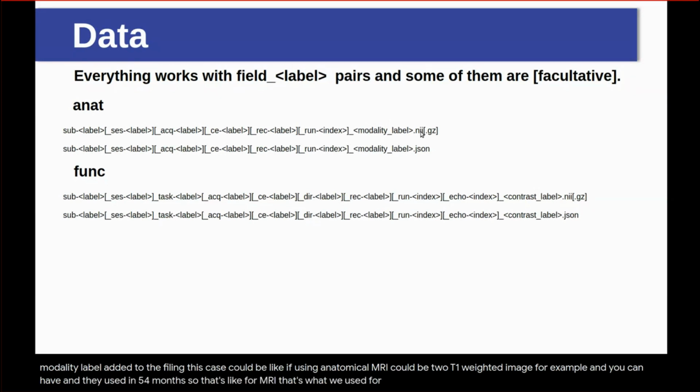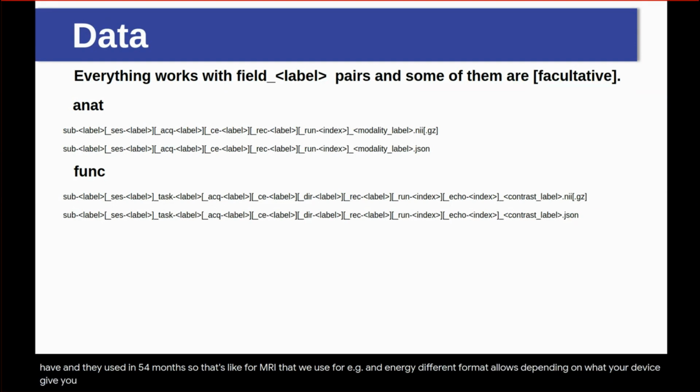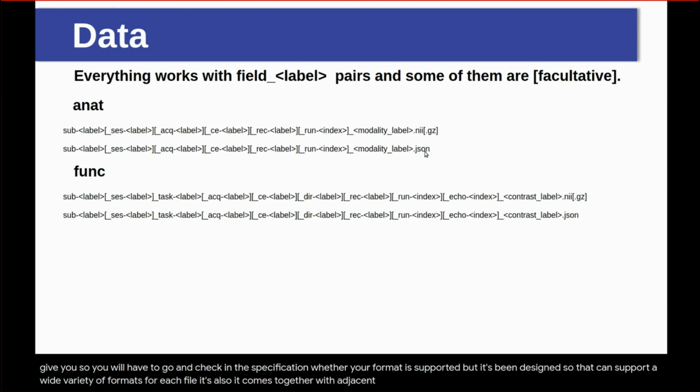For EEG and MEG, you have different formats allowed depending on what your device gives you. So you will have to check in the specification whether your format is supported, but it's been designed so that it can support a wide variety of formats. And each data file comes together with a JSON file, which is where the metadata about this data is actually stored, right?